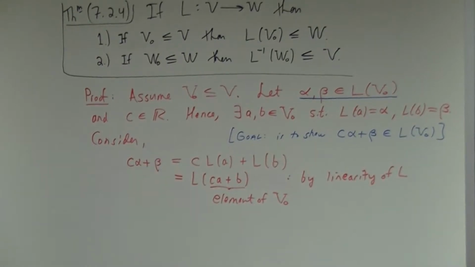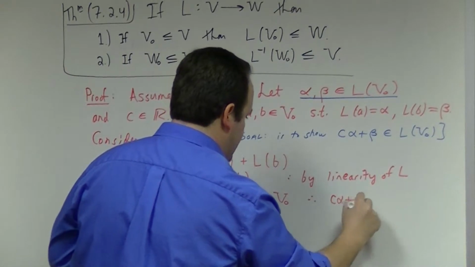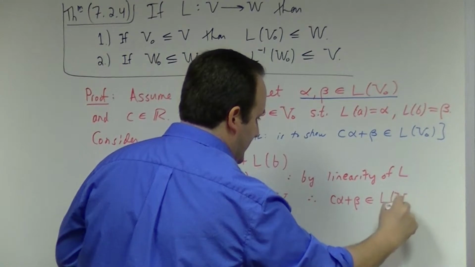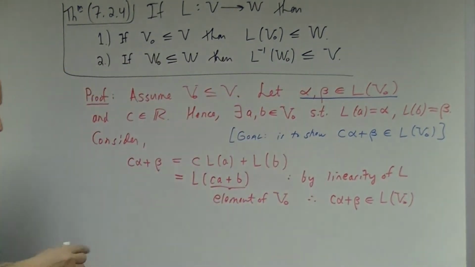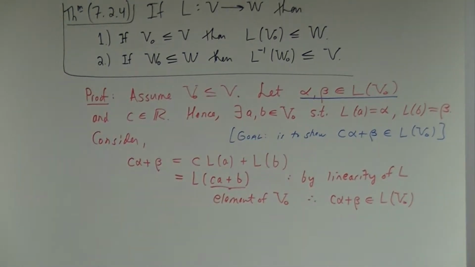But what's that show? And that's an element of V naught. Now, that is a dangerous word. Specifically, C alpha plus beta is an element of V naught. As a general point of order, it's almost always bad to use pronouns in proofs, because a lot of times those are ambiguous.